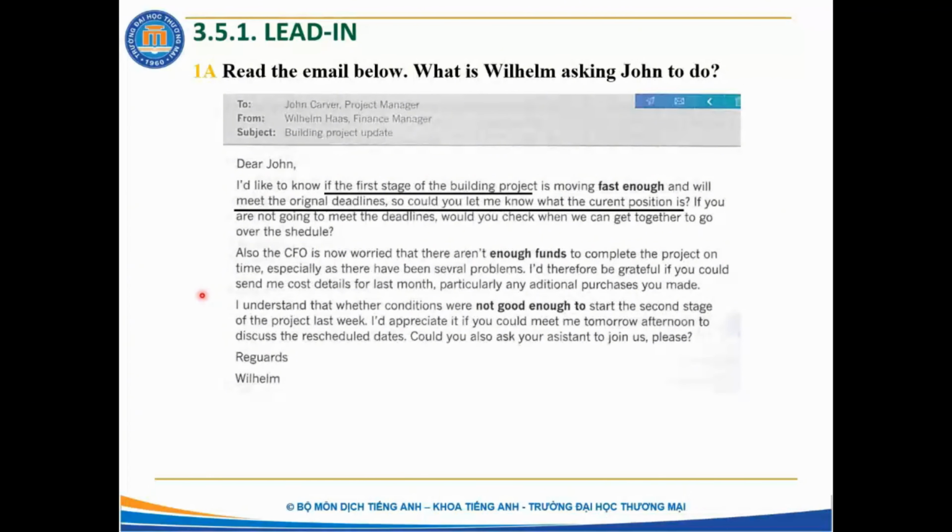Let's continue with the second paragraph. Also, the CFO is now worried that there aren't enough funds to complete the project on time, especially as there have been several problems. I'd therefore be grateful if you could send me the cost details for last month, particularly any additional purchases you made. So in this paragraph, we have mentioned the cost details, alright?